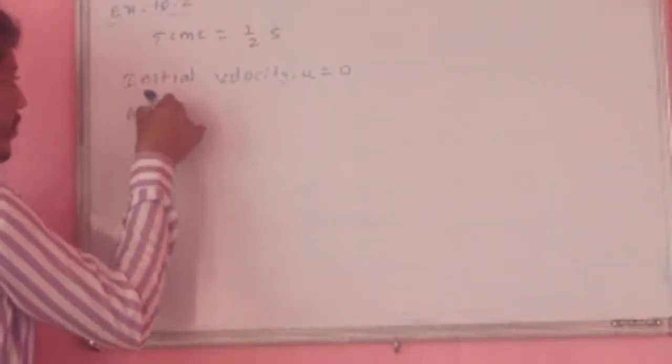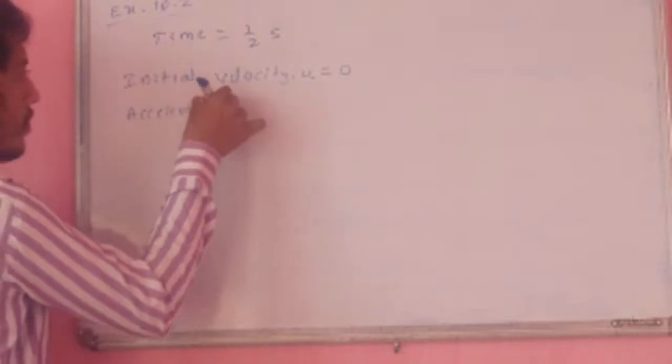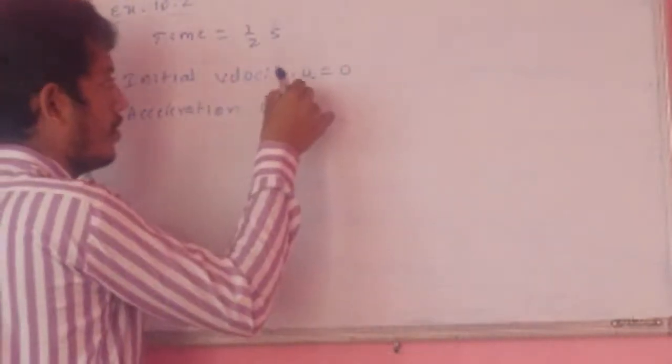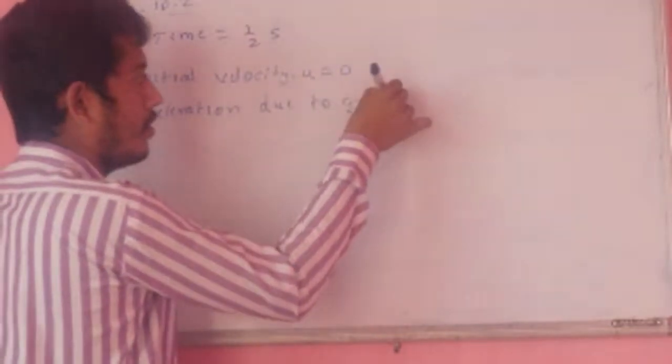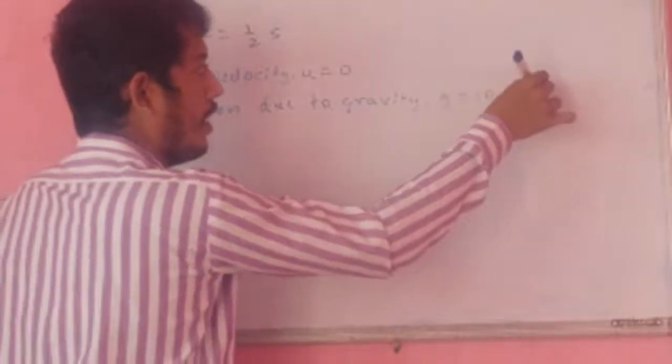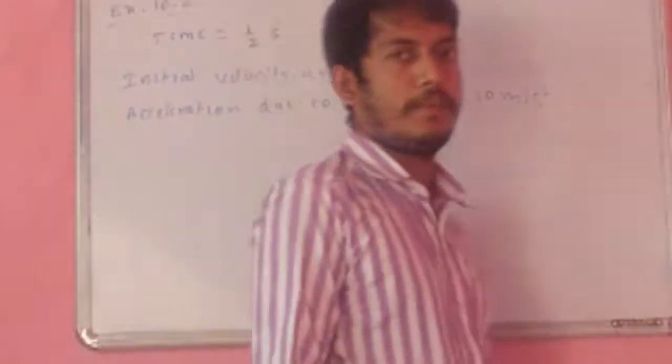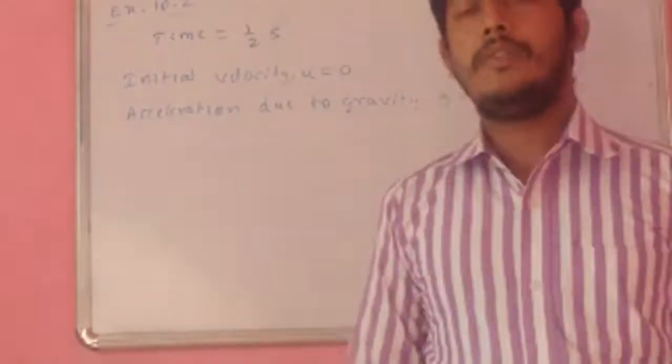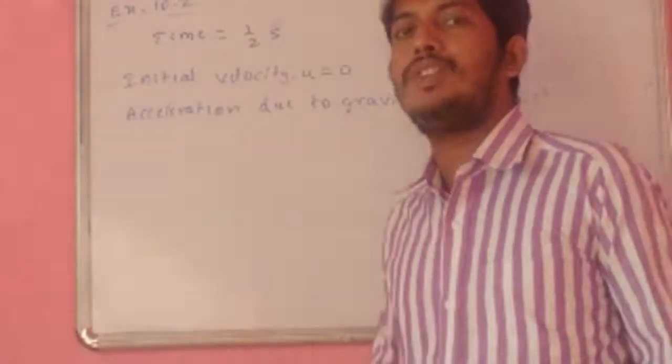Acceleration due to gravity, that is small g equals 10 meter per second squared. Now the value of a is not given. A means here g.